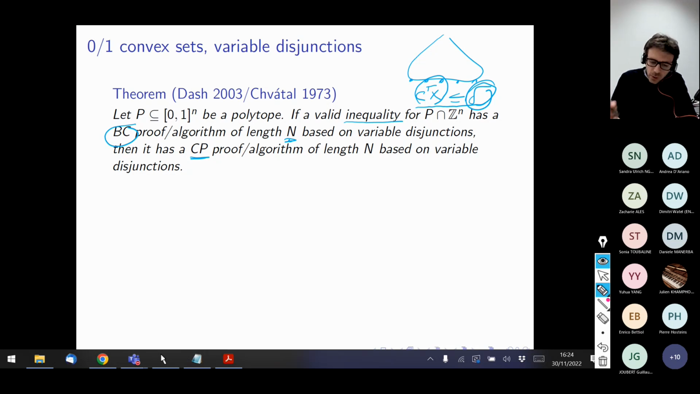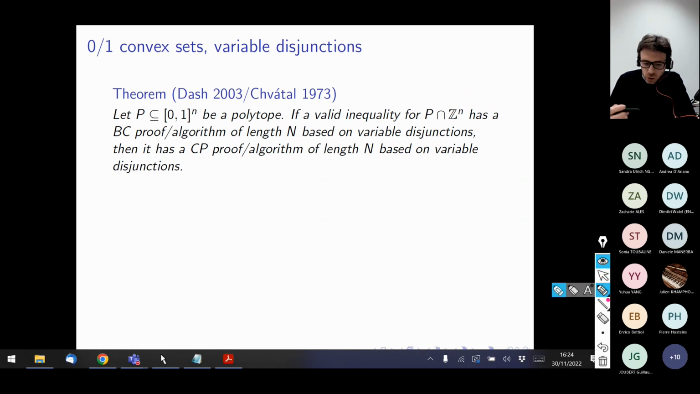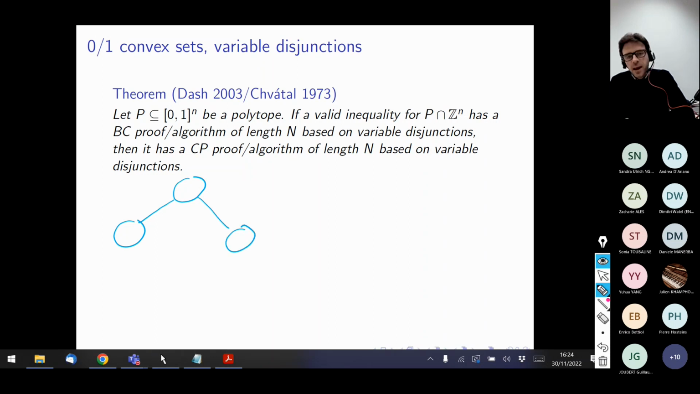Now the proof is the following, more or less. First you can assume that there is at some point a branching node, because if you only have cutting nodes, then you already have a cutting plane proof. So at some point you have a node which is a branching node. And let's take a maximal depth branching node, meaning that all the subsequent nodes are just cutting nodes. So there is no branching anymore.